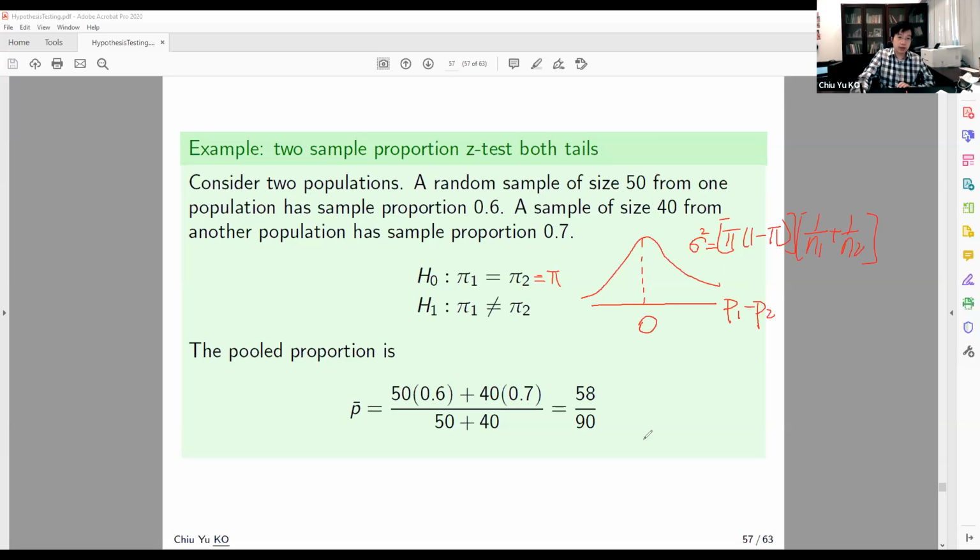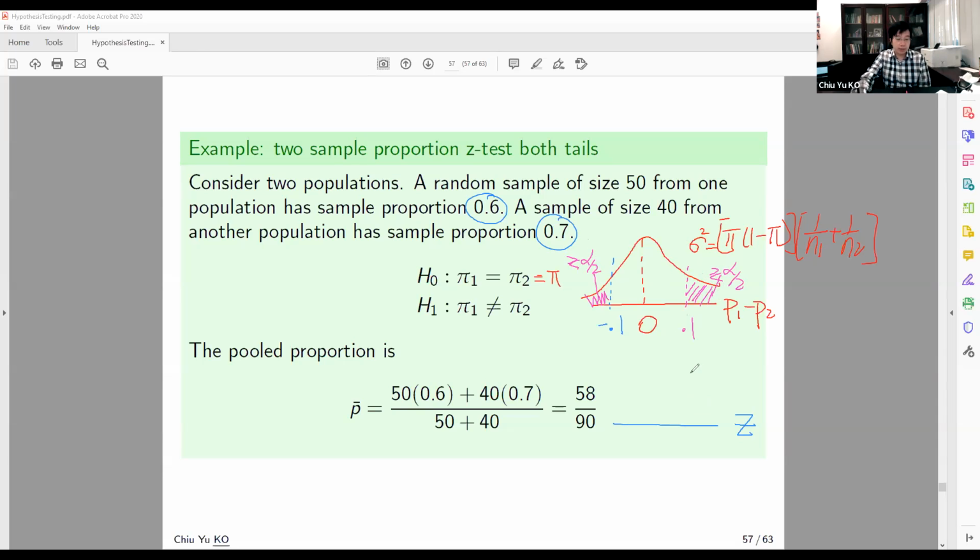Since we know this, it's a normal, and then we can normalize it to the Z space. You can see one is 0.6, one is 0.7, and the difference is negative 0.1, so it's somewhere here. Again, you want to check the two-sided test, the symmetric case: is this bigger than alpha over 2, or smaller than? That's the key here.